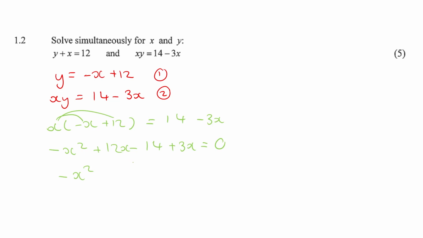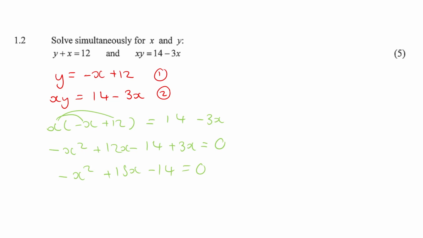We add and subtract our like terms. So 12x plus 3x, that is going to be equal to 15x, minus 14 is equal to 0. So what are the factors of 14 that could possibly give us 15? Well, it's going to be 14 and 1, minus 14 and a minus 1. So why am I looking at a negative 15x here? Well, it's because our x squared value is negative.